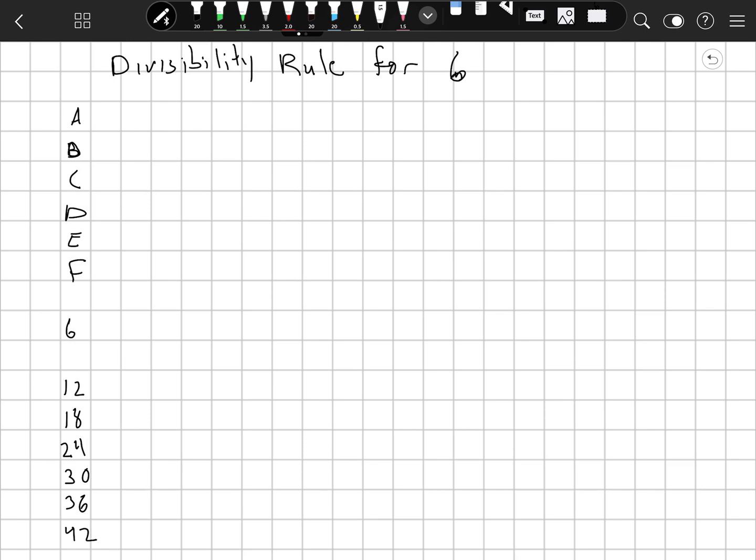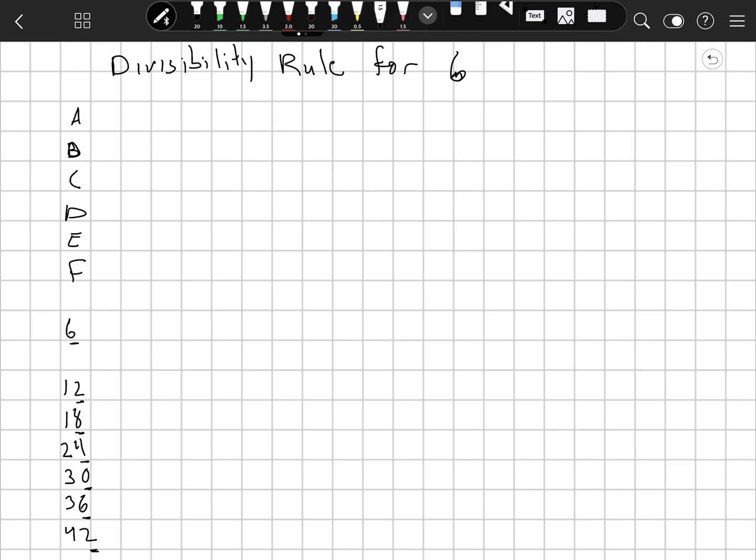So what's going on here? First thing I want you to look at is the units place. You've got a 6, 2, an 8, 4, 0, 6, 2. What do those unit digits all have in common? If you said they're even, you're right. So anytime something's divisible by 6, it will be even.